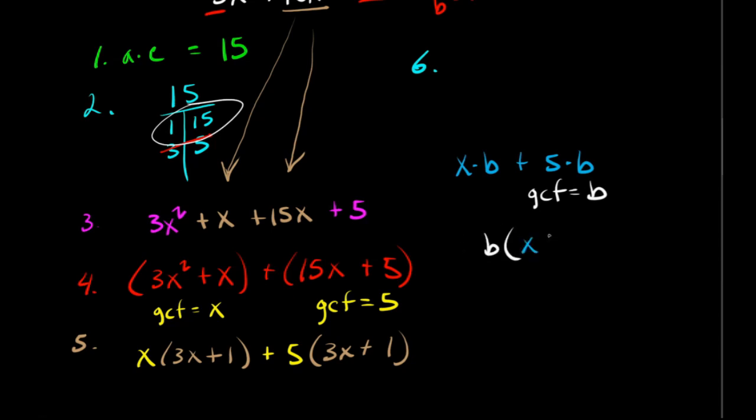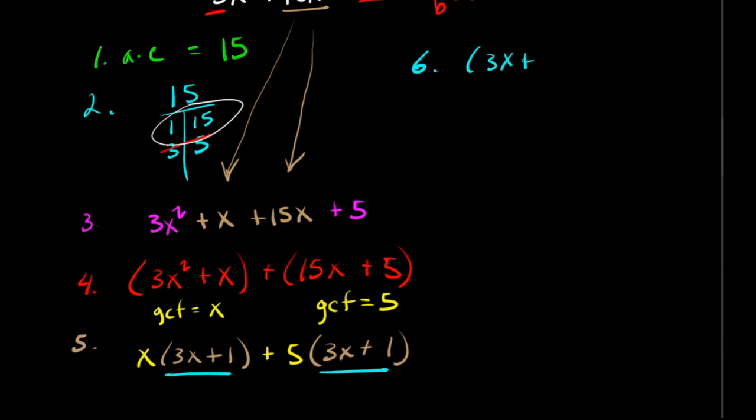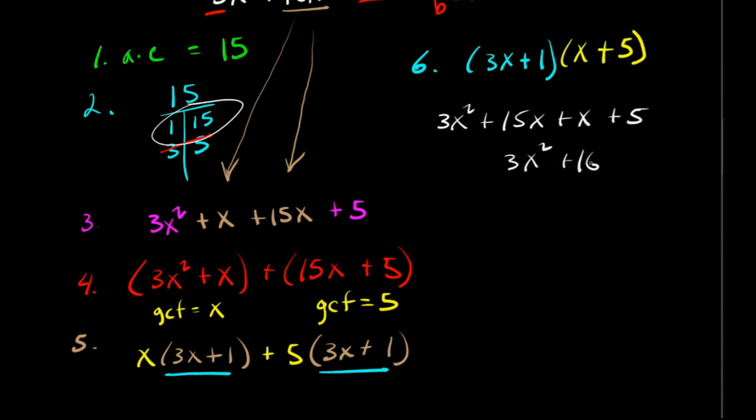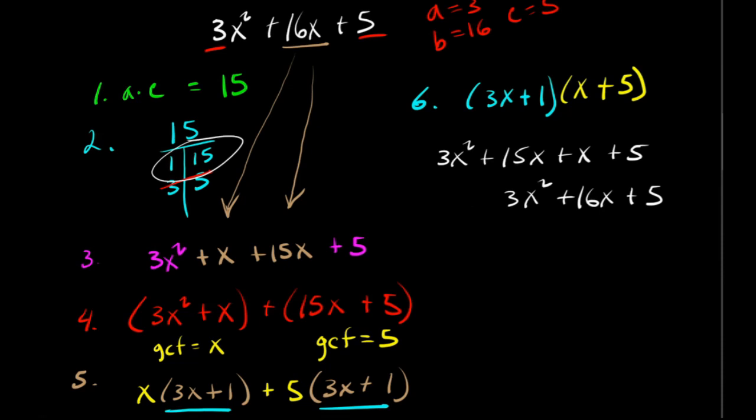It's the same concept, same thing, but now instead of a b, our common factor is 3x plus 1. So I can take a 3x plus 1 out, and I should have an x plus 5 left over. So that's my answer. And again, remember, you can always check your work by doing the distribution. So if I distribute the 3x plus 1 into the x plus 5, I should end up where I started, and I do. So that's my answer.